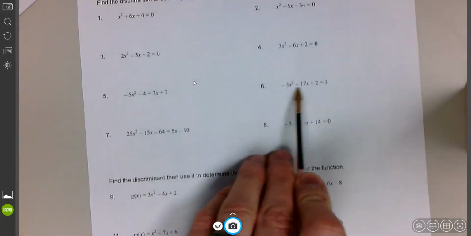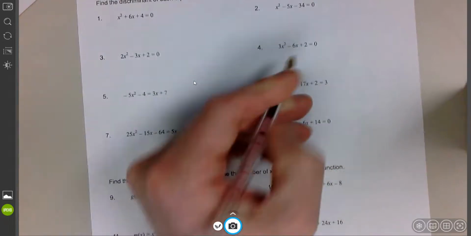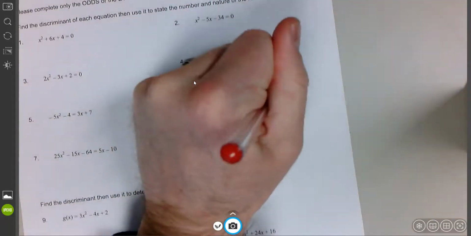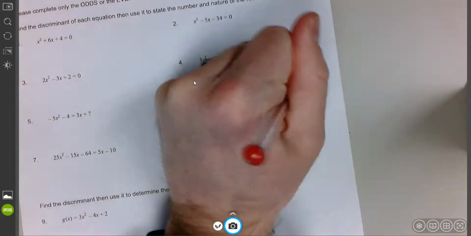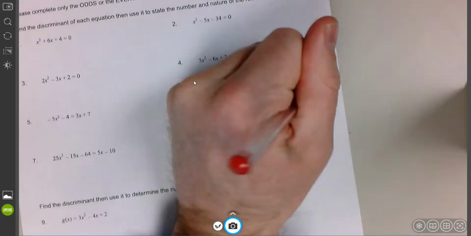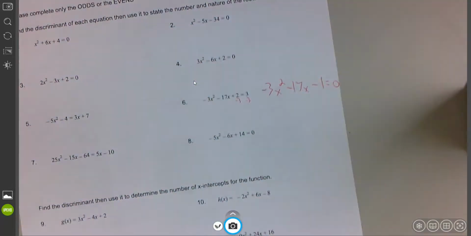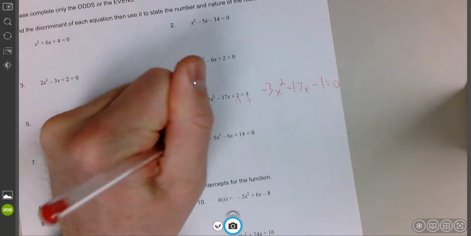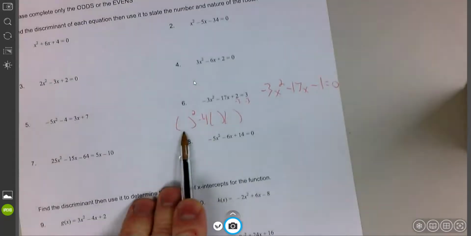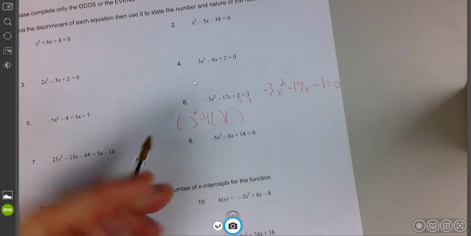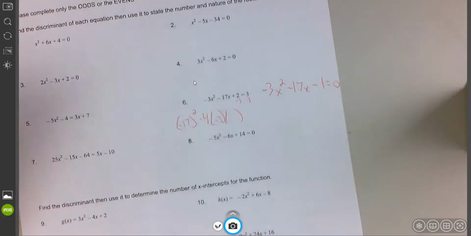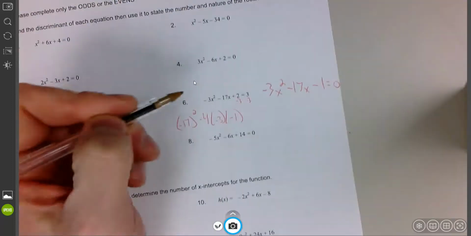Okay, 6. Before I can do this, I need to get everything on one side of the equation. So I'll subtract 3, and I'll subtract 3. So my actual problem will be negative 3x squared minus 17x minus 1 equals 0. Right? I subtracted 3. 2 minus 3. Now we can go through and find the discriminant. Okay, so the discriminant is b squared minus 4ac. Let's fill in the numbers. b is negative 17. a is negative 3. c is negative 1. Lots of negatives.